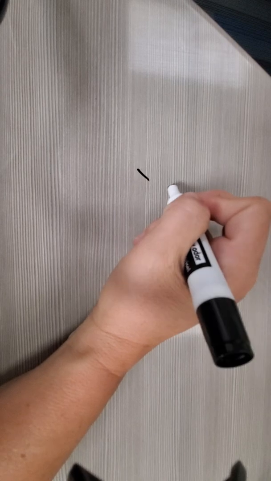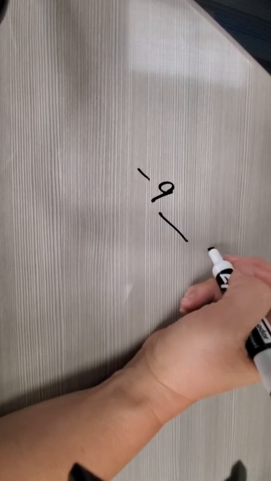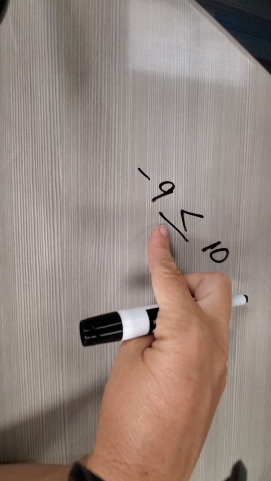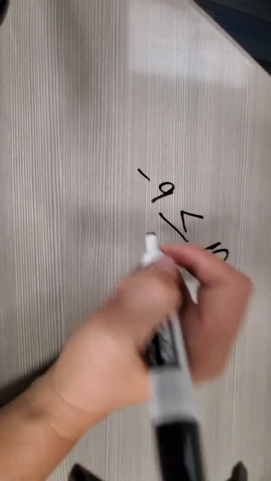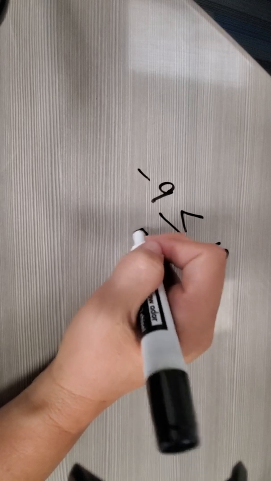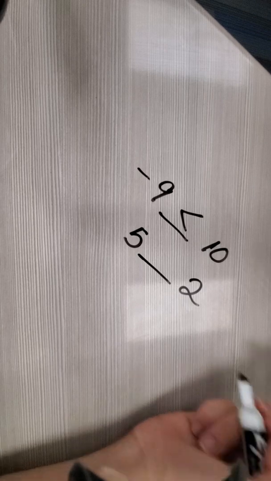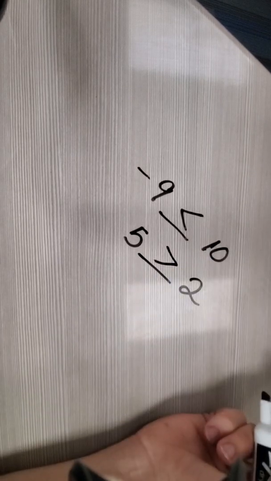So if we had a -7 and we're comparing it to a 10, well, anytime you have a positive number and a negative number, the positive number is always going to be bigger. So -9 is less than 10. Let's say that we had two positive numbers. You all have done a lot of comparisons with those. Maybe we have 5 compared to 2. Well, 5 is greater than 2.